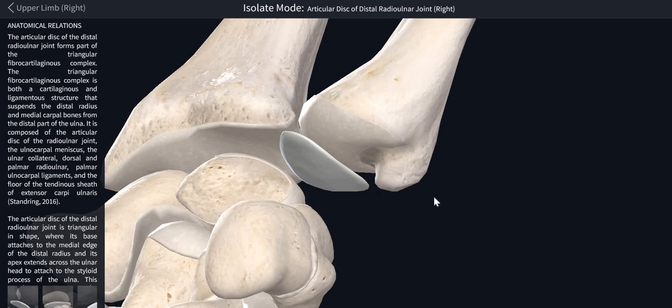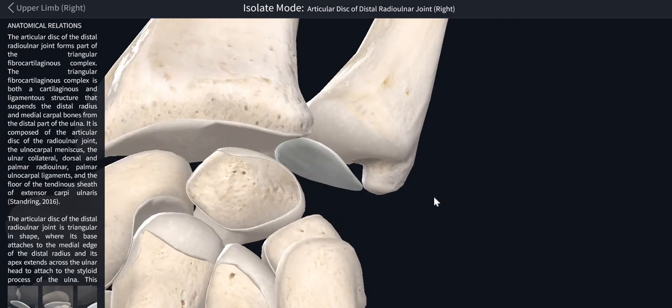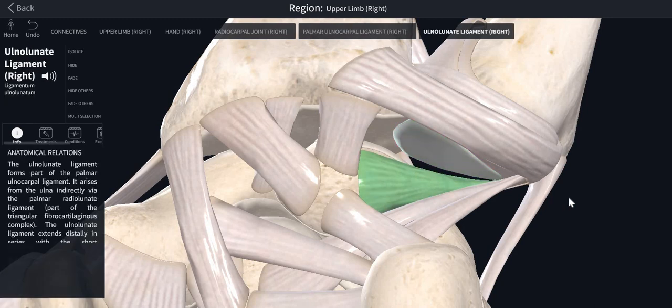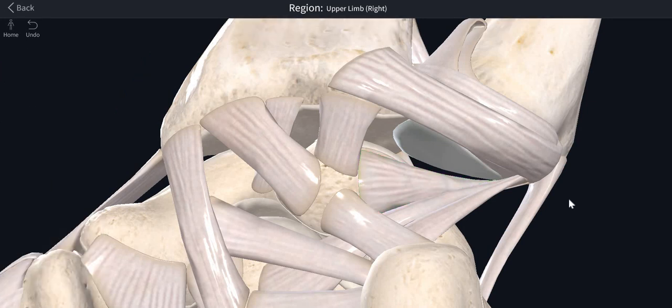It is separated from the styloid, but it is actually attached to it. What is the job of this articular disc? It strongly unites the radius and the ulna, so it is very important to articulate these two bones and for the joint itself. It also separates the radioulnar joint from the wrist joint, the ulnocarpal joint or the radiocarpal joint, and all the other attachments of the wrist joints.